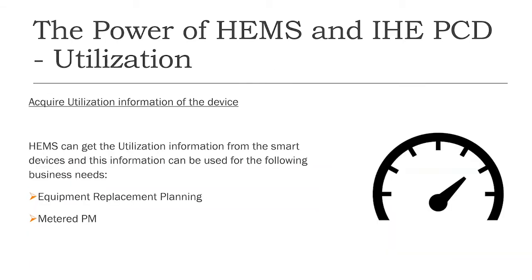Getting utilization information about the device. You know when the meter PMs are created, so if something has to be done at 500 hours or 1,000 hours, it would raise the signal and then trigger the event to create that metered PM. And it could help you a bit with equipment replacement planning because you know exactly how many hours a device was used.